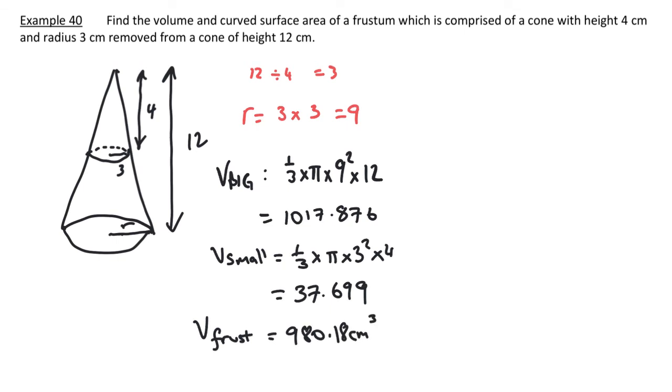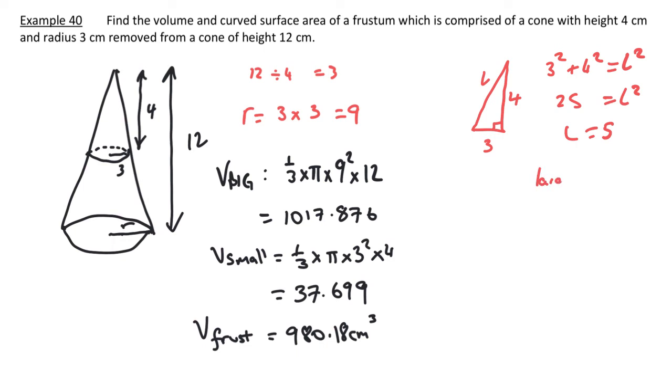Now, to work out the curved surface area, what we need to do is work out the slanty lengths. So if we look at the small triangle, which has a base length of 3 and a height of 4, then the slant L using Pythagoras' theorem is going to be 3 squared plus 4 squared equals L squared. 25 equals L squared, so L equals 5. And because we know the large cone is 3 times as big as the small cone, then the large slant is going to be 15 centimetres.